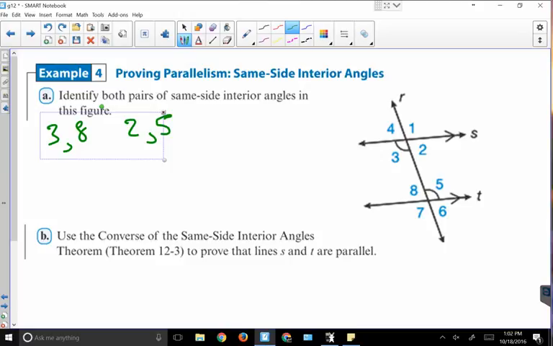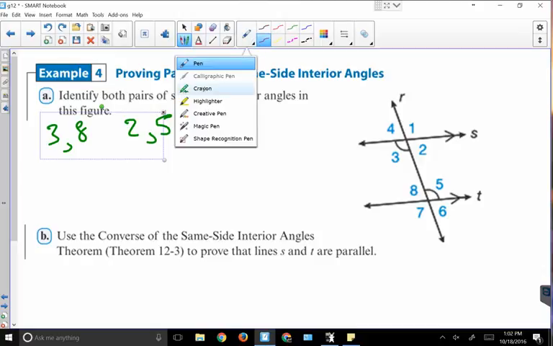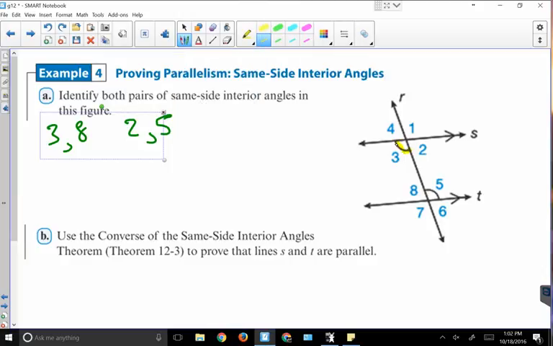So, how can I state that these are going to be parallel lines using same side interior angles? No, that should be closed. You know better than that. We know that is congruent to that, correct? So I could do this by alternate interior angles.